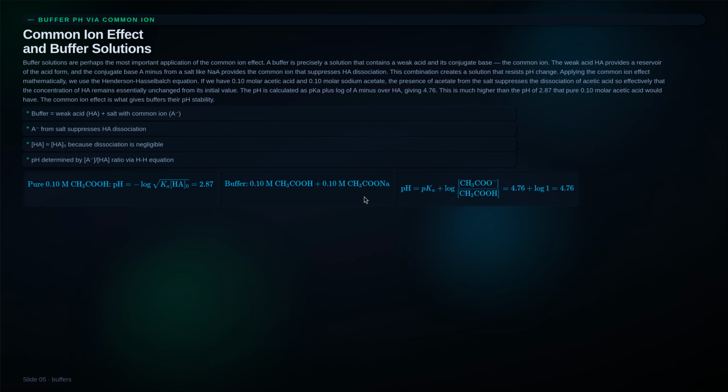Applying the common ion effect mathematically, we use the Henderson-Hasselbalch equation. If we have 0.10 molar acetic acid and 0.10 molar sodium acetate, the presence of acetate from the salt suppresses the dissociation of acetic acid so effectively that the concentration of HA remains essentially unchanged from its initial value. The pH is calculated as pKa plus log of A- over HA, giving 4.76. This is much higher than the pH of 2.87 that pure 0.10 molar acetic acid would have. The common ion effect is what gives buffers their pH stability.